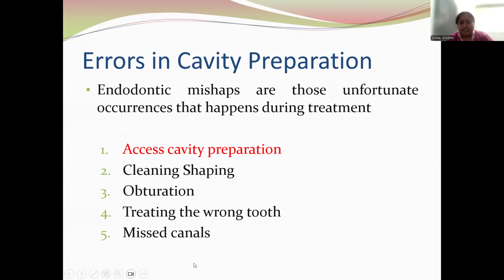In the last session, we discussed the principles of access cavity preparation. Now we'll see, if we don't follow the principles properly, what are the various errors that can commonly occur in the endodontic access cavity preparation.